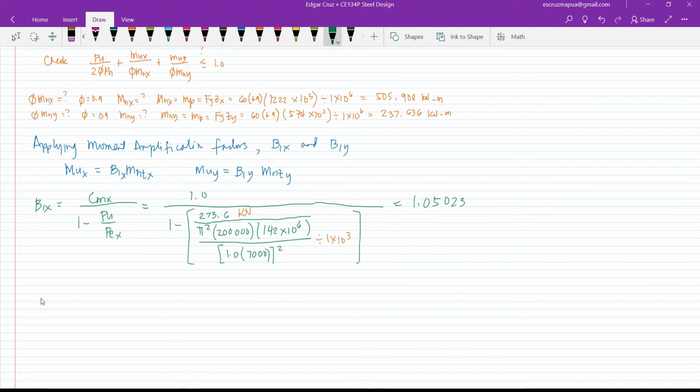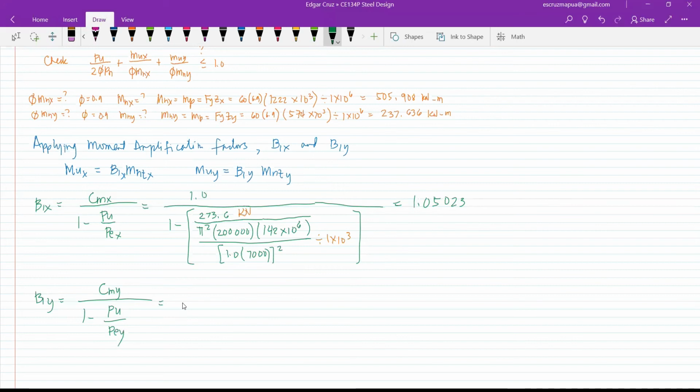Okay, so let's now have B1 about Y. So that would be CMY. So given naman yan, 1.0 din. Pagka hindi given, you have to use yung 3 cases natin for the values of the CM. Yung may side sway, case 1. Yung case 2 is without side sway, without transverse load. Tapos yung case 3 natin is without side sway, tapos may transverse load. No? So yun yung pagkuha ng CM values natin, if ever it will not be given. Pero again, for this case, it's given. So gamitin lang natin kung ano yung given.